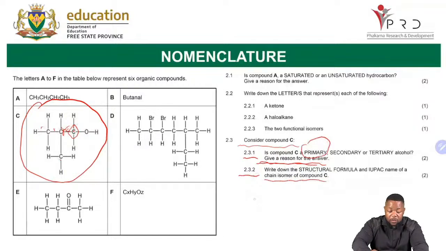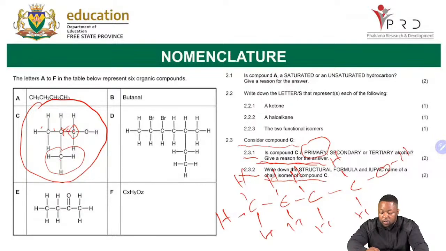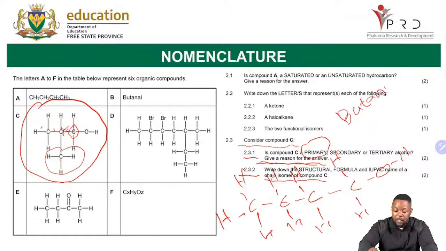So in other words, we can draw 1, 2, 3, and now this carbon that was a branch, we now put it in the longest chain. Then we also put the hydroxyl group. Then that would be the structure of the chain isomer of compound C. But the question is looking for the structure and also the structural formula and the IUPAC name. And the name of this molecule is going to be butanol.